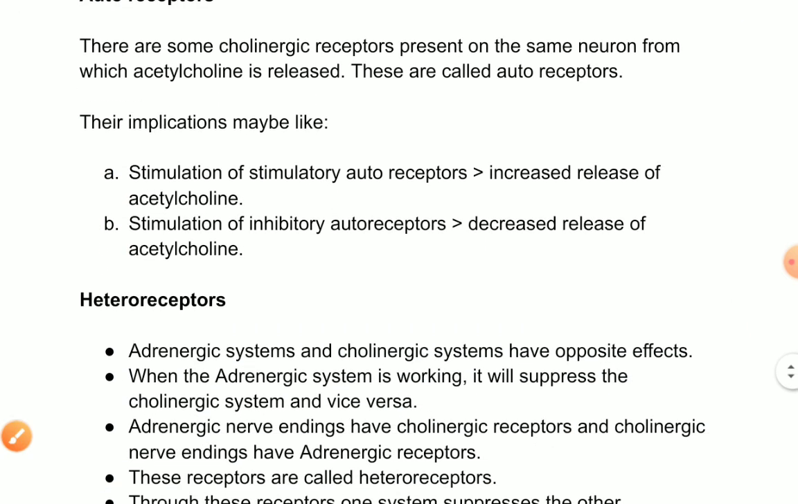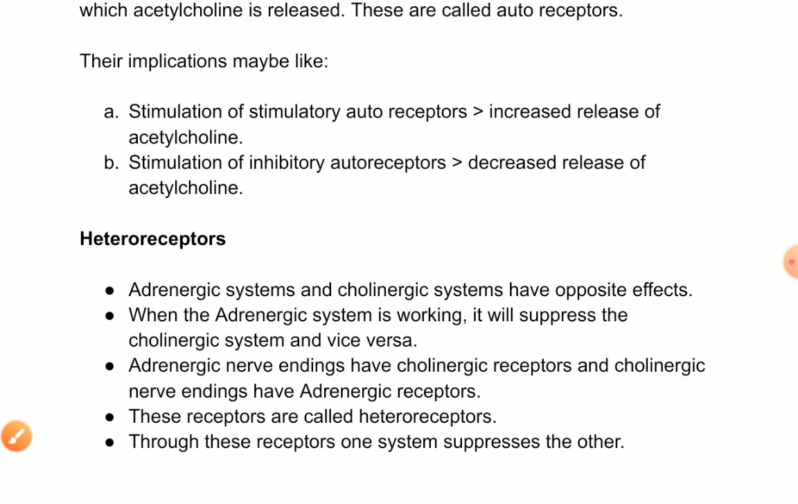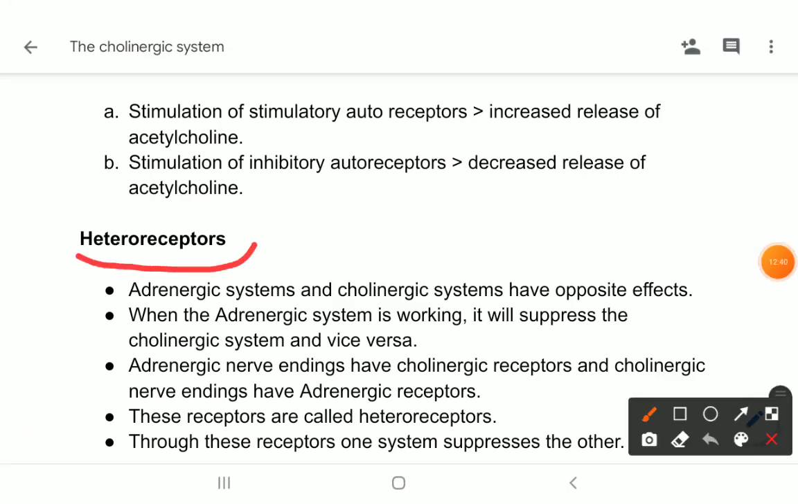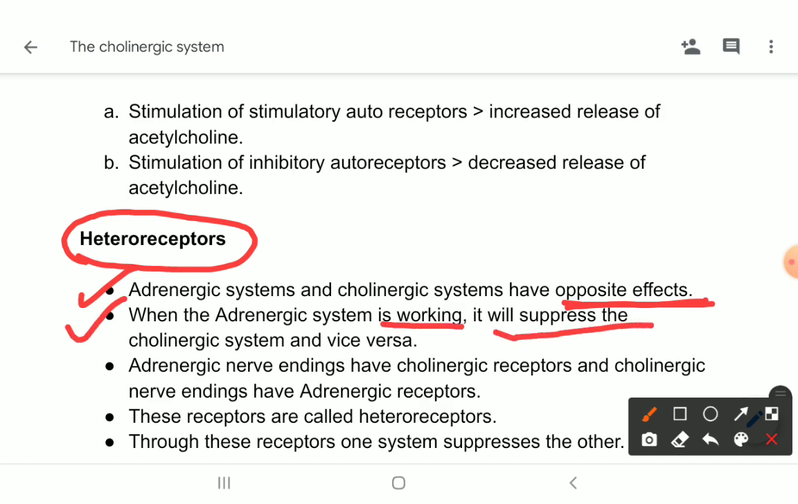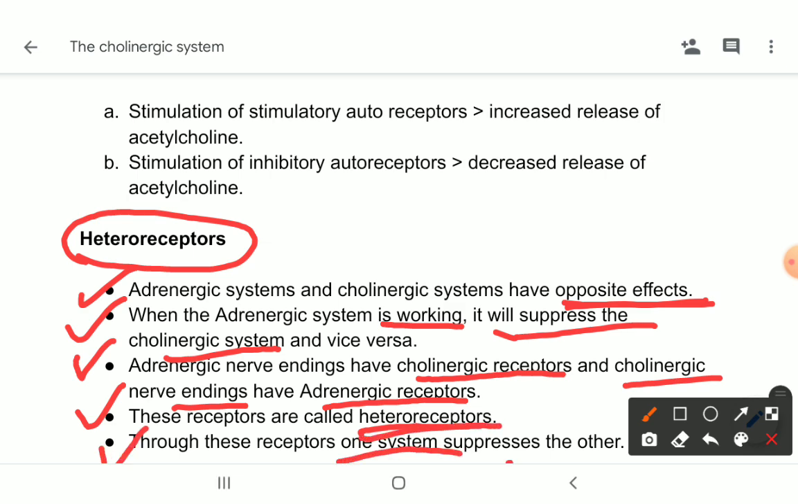Now, what are heteroreceptors? Adrenergic systems and cholinergic systems have opposite effects. When the adrenergic system is working, it will suppress the cholinergic system. If it does not do that, it cannot work, right? So adrenergic nerve endings have cholinergic receptors and cholinergic nerve endings have adrenergic receptors, and these receptors are called heteroreceptors. Through these receptors one system suppresses the other.